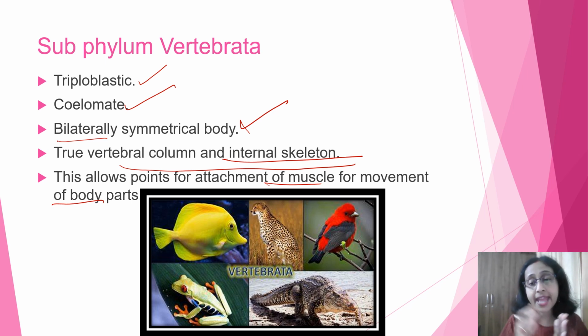So now in the next episode I am going to discuss all the classes under this subphylum Vertebrata.